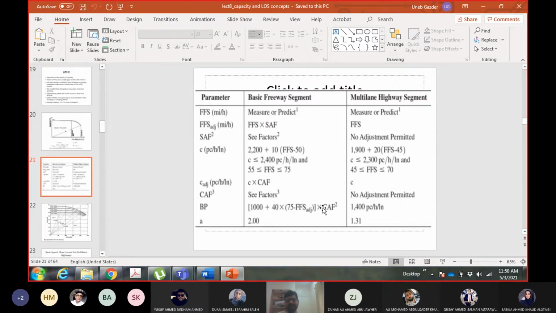You can see in the previous slide as well as in this slide, they mention adjusted free flow speed and capacity adjustment factors as well. Last week we discussed the adjustments and the adjustment factors for capacity and speed.